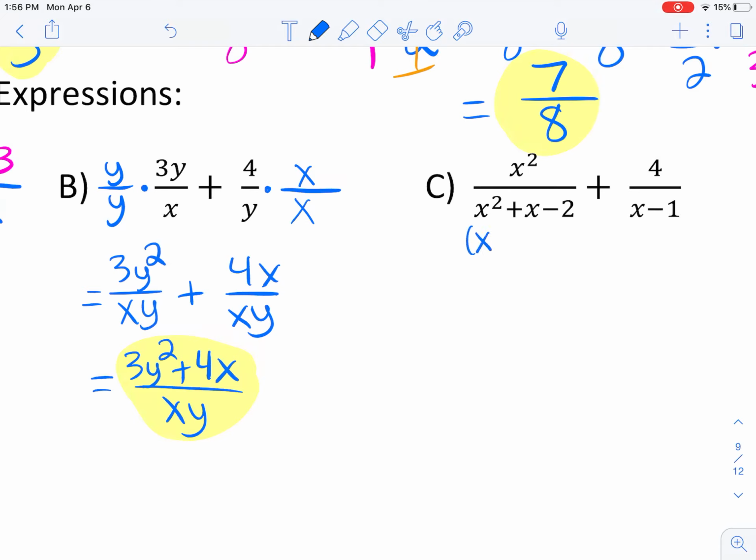So x squared plus x minus 2, we need two numbers that will multiply to negative 2, and at the same time those two numbers will add to 1. So that would be 2 and negative 1. So x squared plus x minus 2 factors to be x plus 2 times x minus 1.